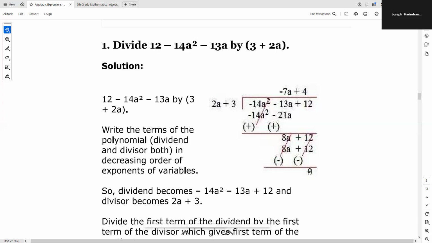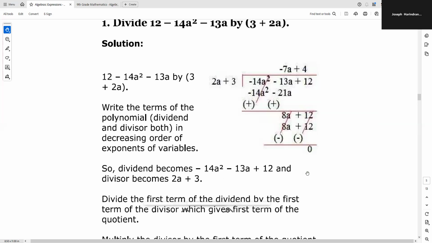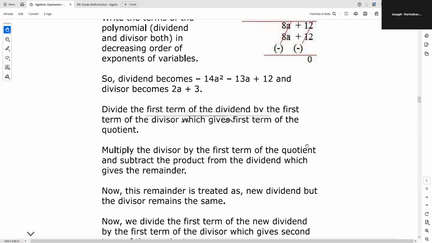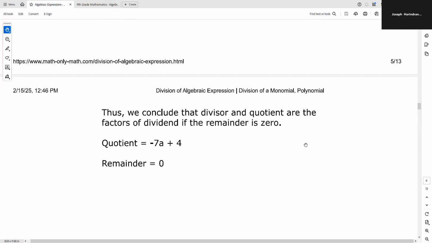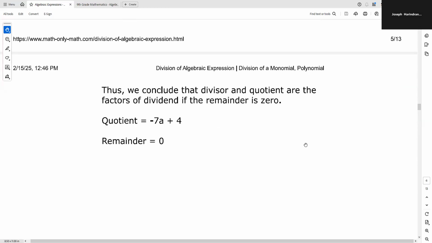This is the answer. The remainder obviously is 0 here. So that is the remainder. The division algorithm statement in equation form is: dividend is equal to divisor into quotient plus the remainder. This is how the verification is done. The remainder is 0, and the quotient is the answer we get.